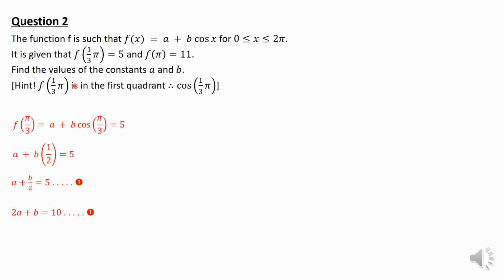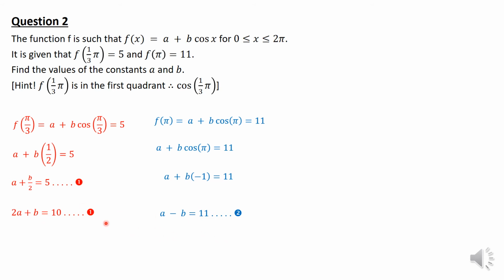My second equation, I'm going to use the f of pi, which equals 11. Where I have an x, I replace that with pi. And on your calculator, when you press cosine of 180 degrees or cosine of pi, it should give you -1. Remember, I said my calculator is now in radian mode because the domain was given in radians. Okay, and then the second equation, therefore, is a minus b equals 11.